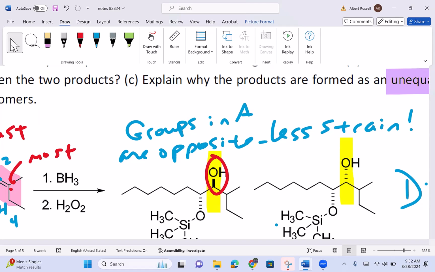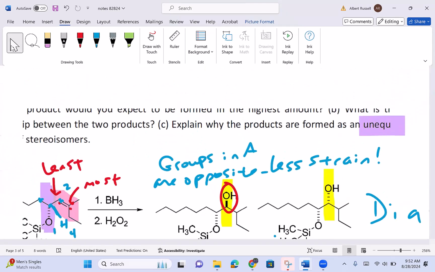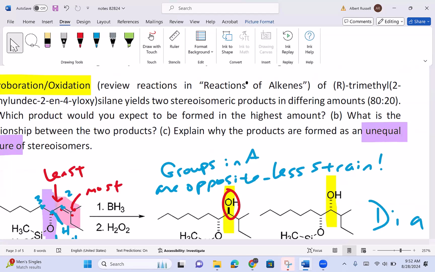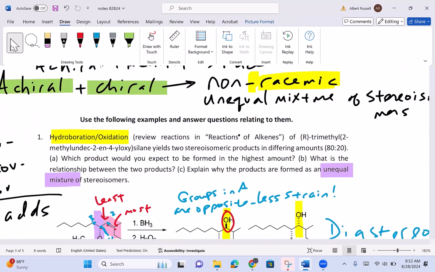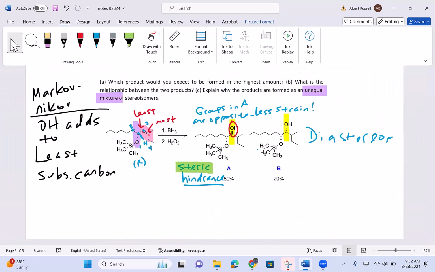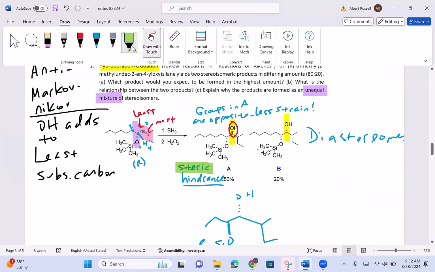If you look at the ratio of A to B, scroll back down. Notice A is formed in 80%, and B is formed in 20%. Why do you think B is formed in a smaller amount?